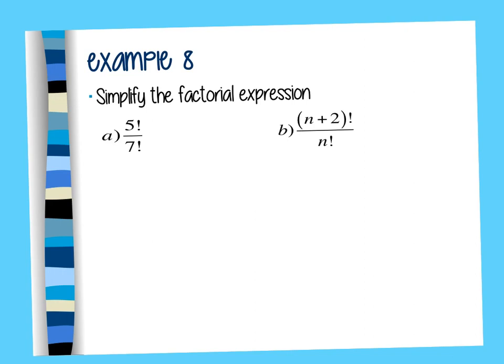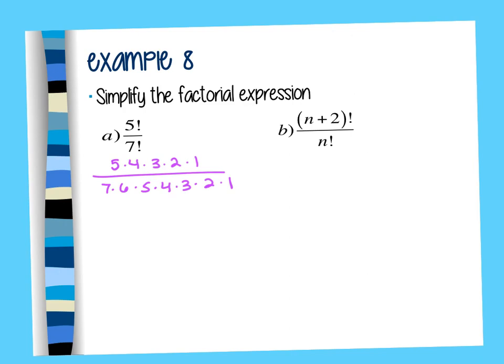Example 8 says simplify the factorial expression. So the first one says 5 factorial over 7 factorial. So here's one option. Write out 5 times 4 times 3 times 2 times 1 over 7 times 6 times 5 times 4 times 3 times 2 times 1, and multiply out my numerator, multiply out my denominator. It's going to be a lot of work I don't need to do.